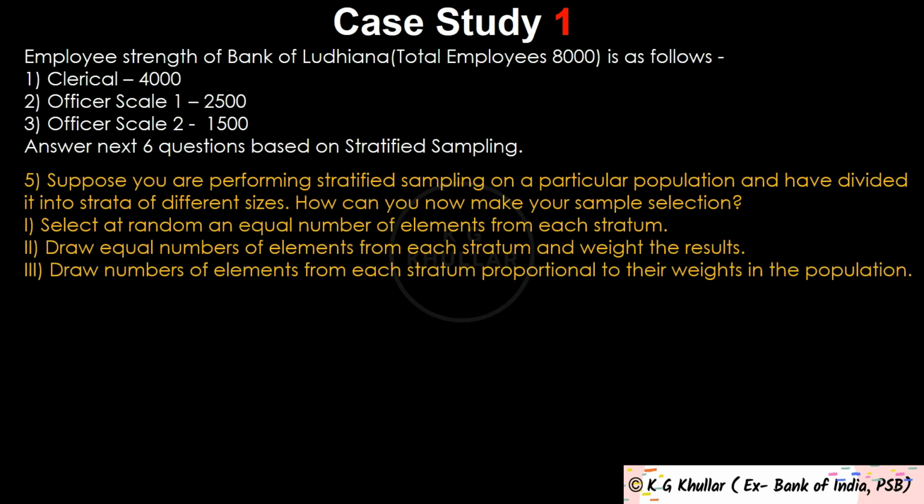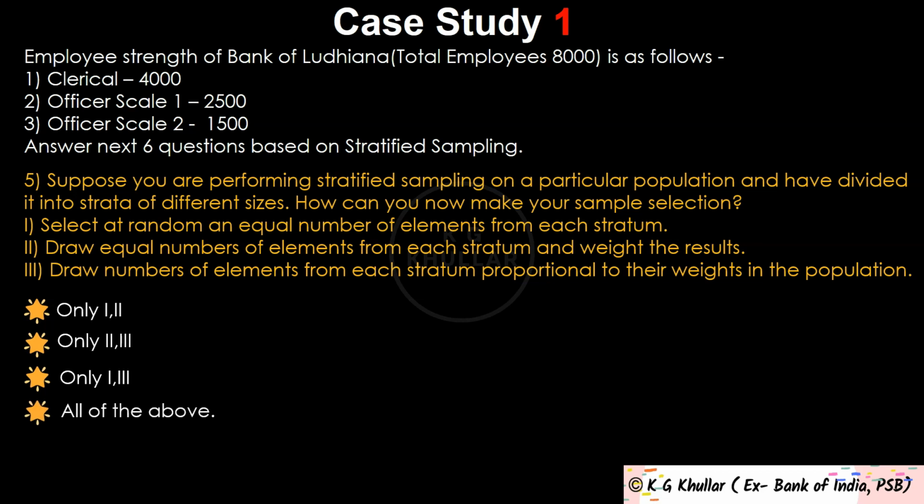The next question is, suppose you are performing stratified sampling on a particular population and have divided it into strata of different sizes. How can you now make your sample selection? And these three statements are given to you. The first statement is, select at random an equal number of elements from each stratum. Then the second is, draw an equal number of elements from each stratum and weight the results. Then the third statement is, draw a number of elements from each stratum proportional to their weights in the population. And then these answer choices are given to you.